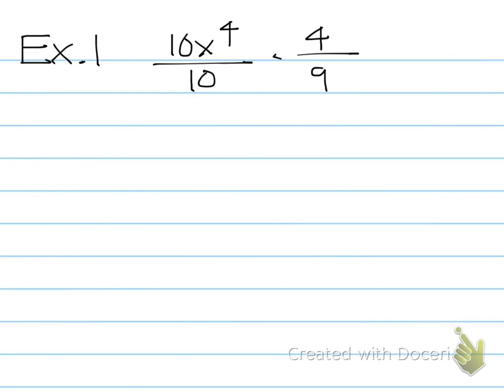All right, for this first example, we can cancel the tens in that first fraction, leaving us with x to the fourth over 1 times 4 over 9. There's nothing else to cancel, so we multiply straight across now. And we get 4x to the fourth in the numerator, 9 in the denominator. We do not have any variables in the denominator, so there are no values that are excluded.